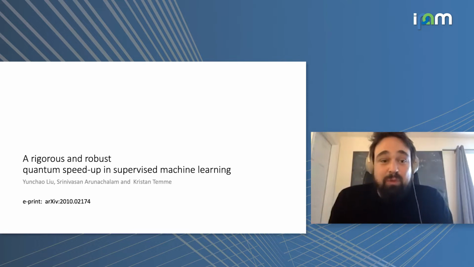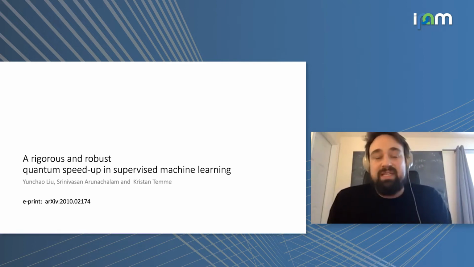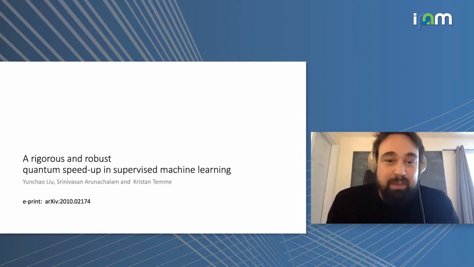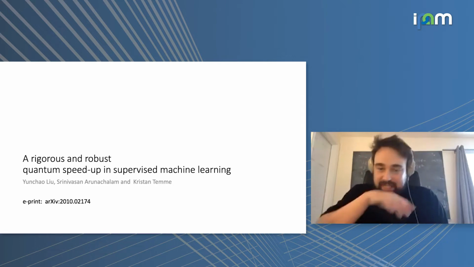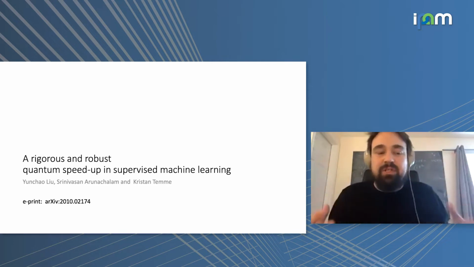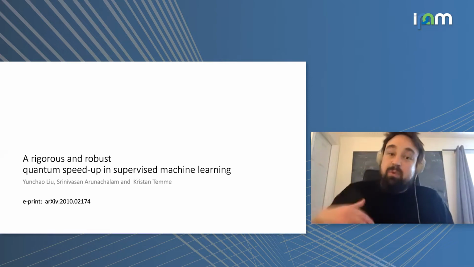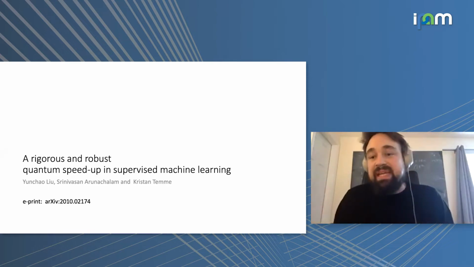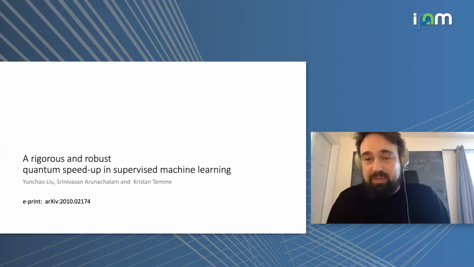It is joint work with Yunxiao Liu, who is a grad student in Umesh Vazirani's group in Berkeley, Srinivas Arunachalam, who is a research staff member at IBM, and myself. To set a bit of background for that topic, what we're essentially interested in are potential near-term algorithms that run in a rather restricted setting, and for which you can still show that there's some meaning to actually running those algorithms on a quantum computer.